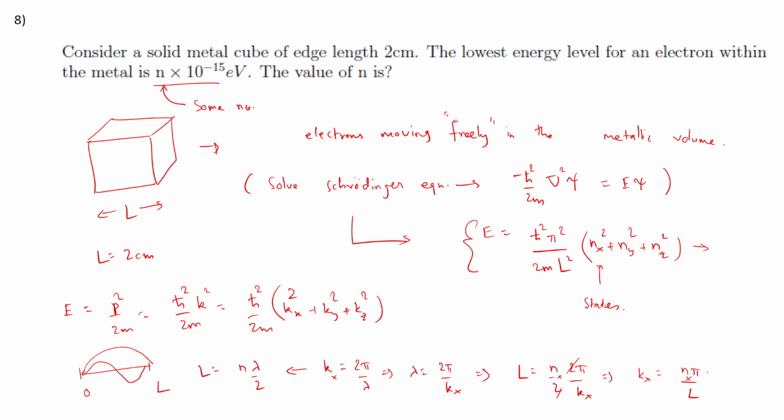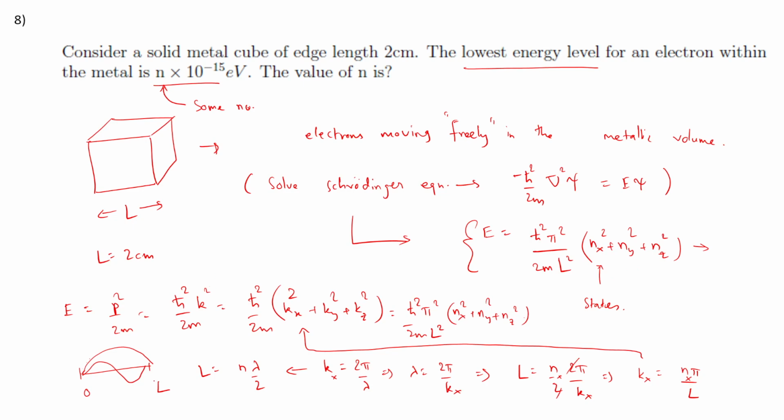So you put this here, and what you get is E equal to h bar square over 2m, times pi square over L square, into nx square plus ny square plus nz square. Now it is asking what is the lowest energy level of an electron. So to get the lowest energy, what is the lowest value of n we can put?